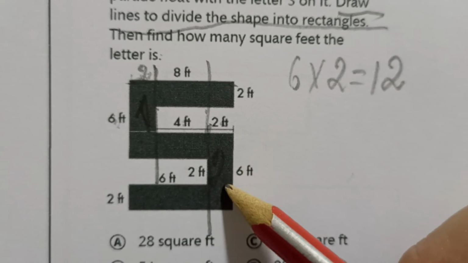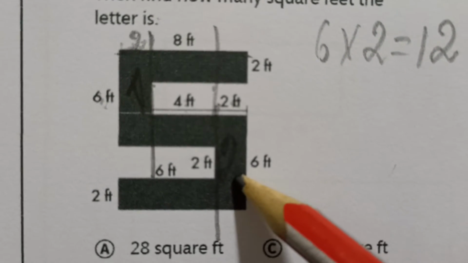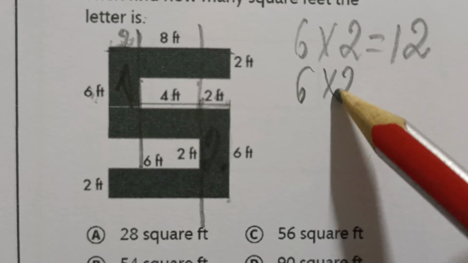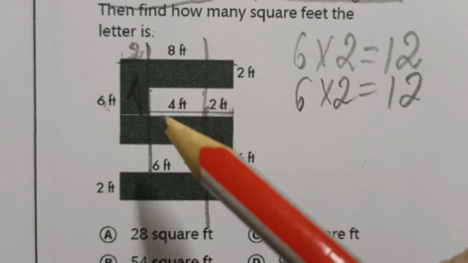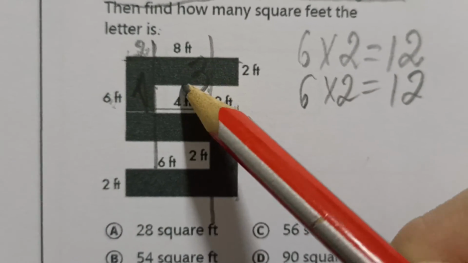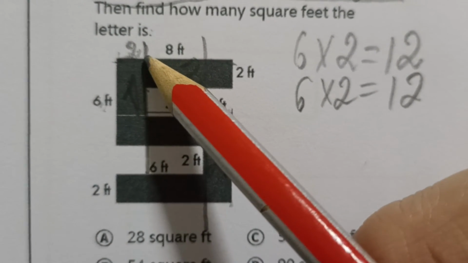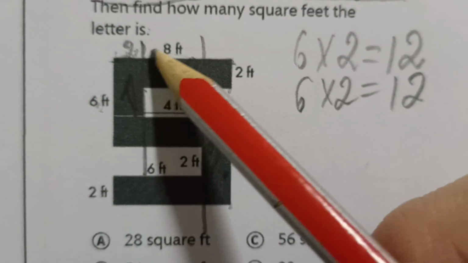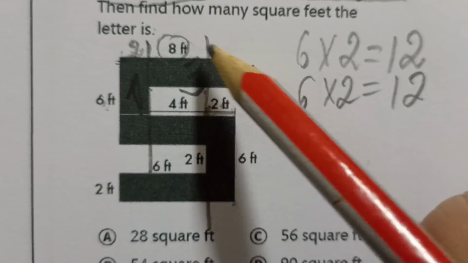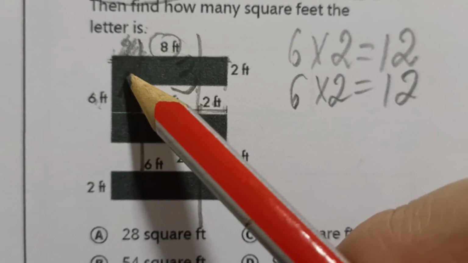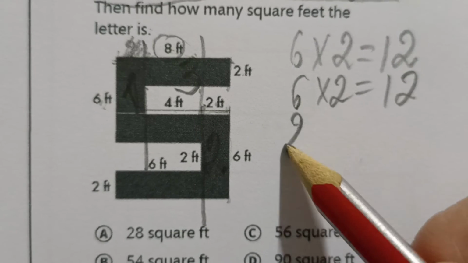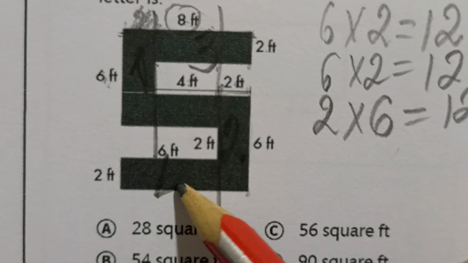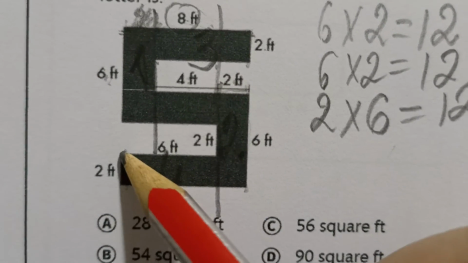Then you have rectangular number 2, okay? Here, again, 6 times 2. Now we get rectangular number 3, this one. You have 2 here, and here you have only 6. Why? Because you have 8, the whole line, minus that 2, you have 6. So 2 times 6, going to be 12. Now you have number 4 here, okay? Again, 2 times 6.